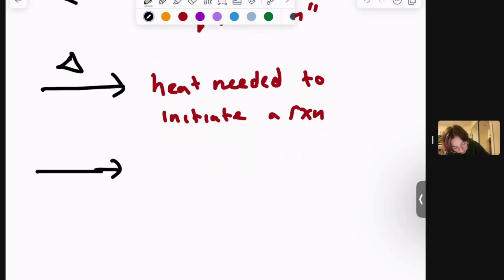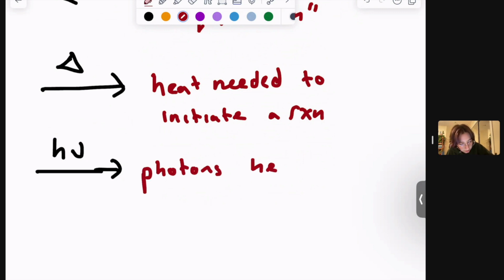I don't think I've seen this much in AP stuff. If you ever see that over an arrow, it means that light, aka photons, are initiating your reaction.